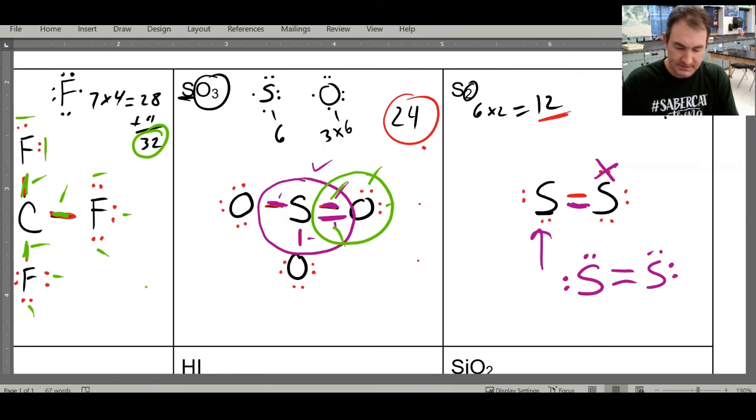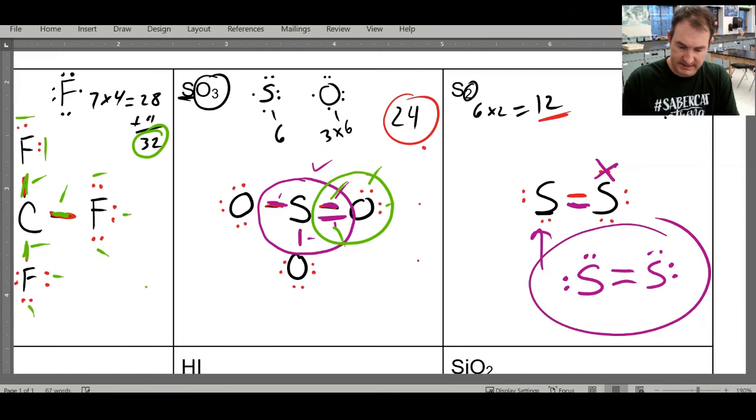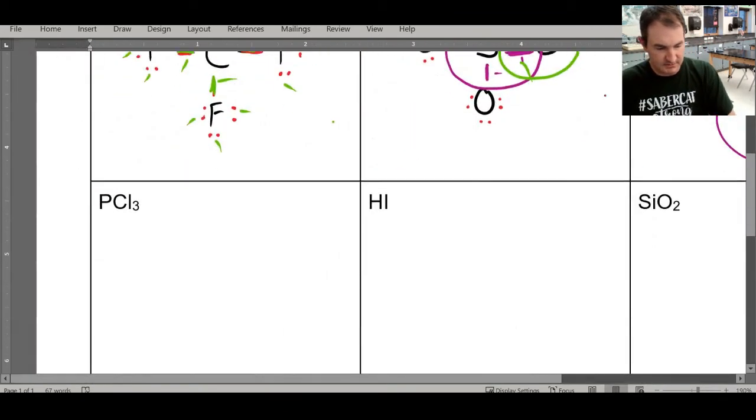Okay? So again, we've got our total of 12 valence electrons. Everybody has a full octet. Central atom is not an issue here. So we'll move on to our next one.